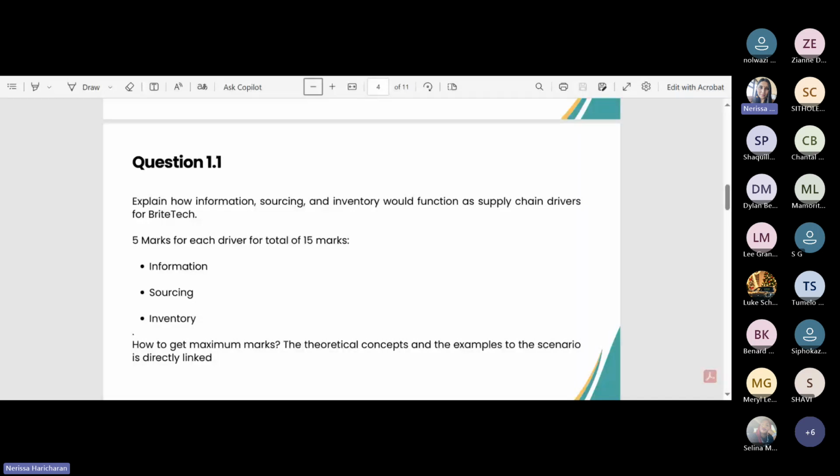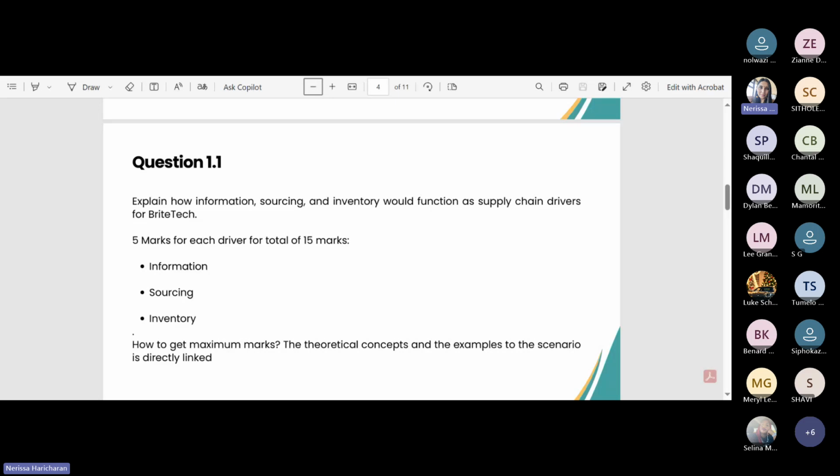So the first one, question 1.1, is explaining how information sourcing and inventory would function as supply chain drivers for Brightech. Okay, they're already giving you 3 of the drivers that they want you to now explain. So information sourcing and inventory. If I'm not mistaken, the question also further asks you to use or incorporate some of the other drivers in your answer. So try and do that as well. So there's 5 marks for every driver. So there's a total of 3 drivers and a total of 15 marks.